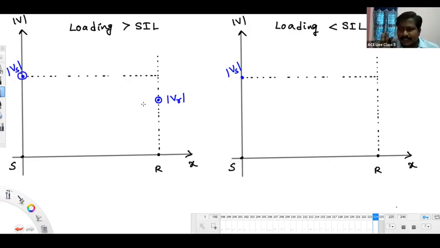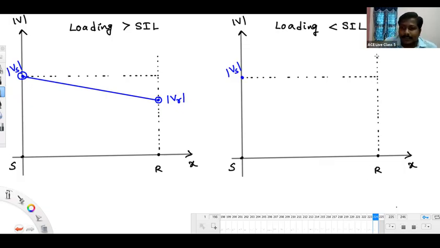Strictly speaking, it will definitely be a non-linear shape. But as an approximation, I'm showing this as a simple straight line. I'm saying again, it's not a straight line, strictly speaking. I'm showing approximately in this manner. That's the way the voltage is decreasing towards the receiving end.